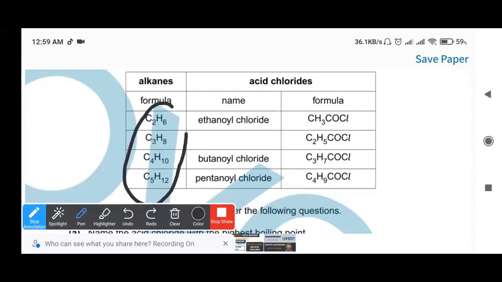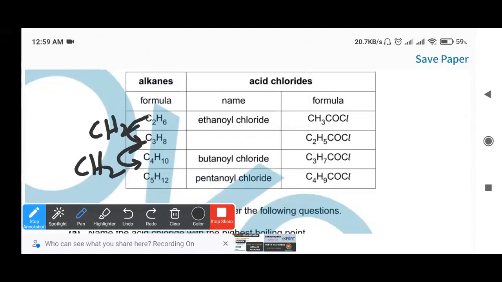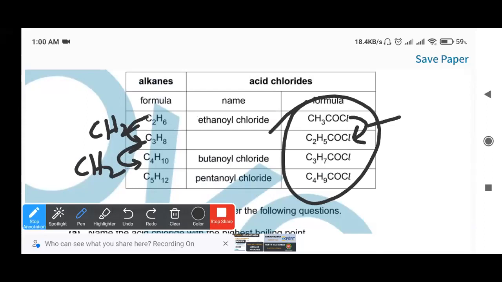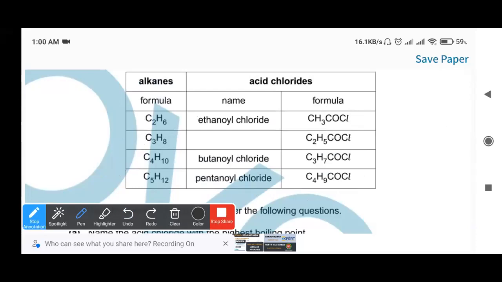This is a homologous series of alkanes. In a homologous series, one compound will differ from the next compound by a CH2. Look, from here to here, there is one carbon difference and two hydrogen difference. Again, from here to here, there is one carbon difference and two hydrogen difference. Also look at here. This is also a homologous series. Why? Because from here to here, there is one carbon difference and two hydrogen difference. The COCl, COCl, they are the same. So we need to focus on these parts. They differ by a CH2, so these are also homologous series.